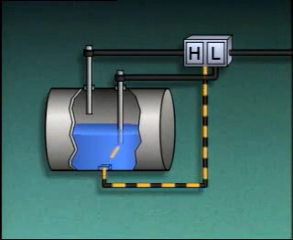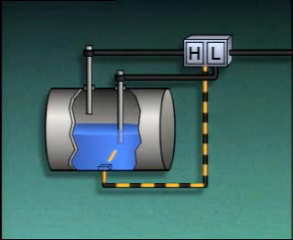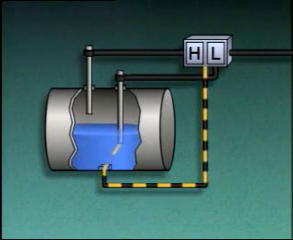This is a normal condition, so no alarm is activated. But if the level falls below the lower probe, the circuit is interrupted, the current flow stops, and the low-level alarm is activated. The alarm will remain activated until the liquid level returns to normal.